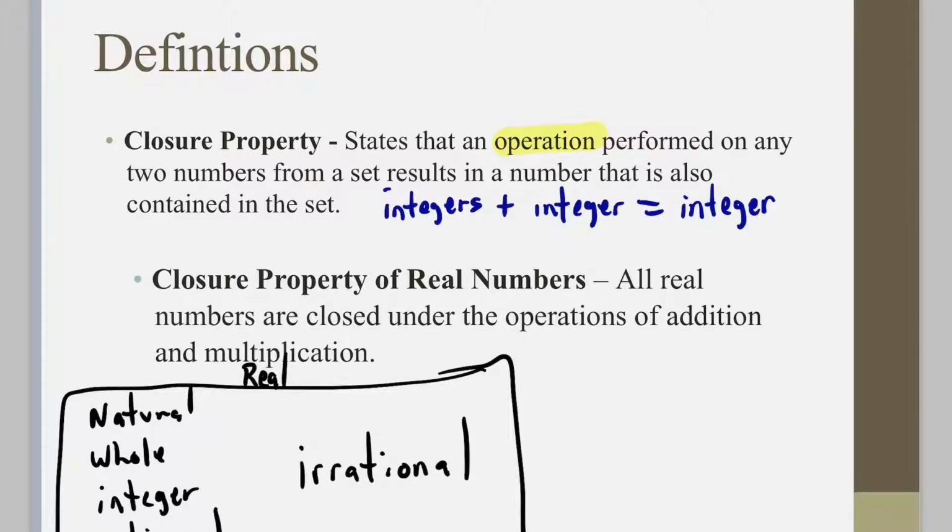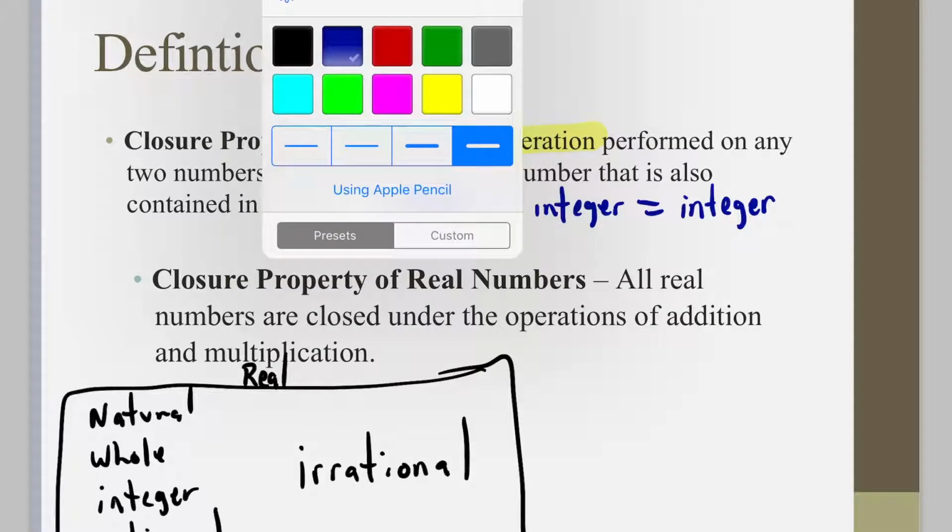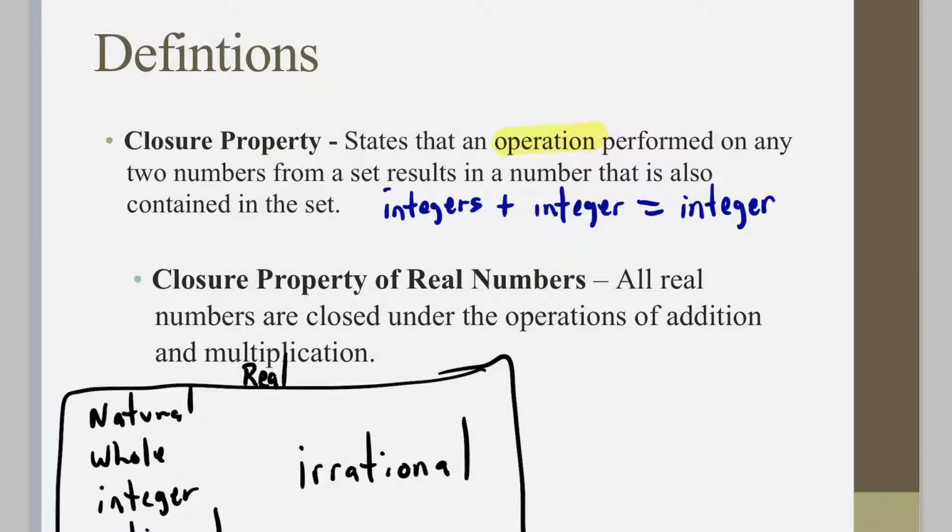Once again, the closure property holds for all real numbers for the operations of addition and multiplication. To highlight that subtraction and division are not included inside of this property.